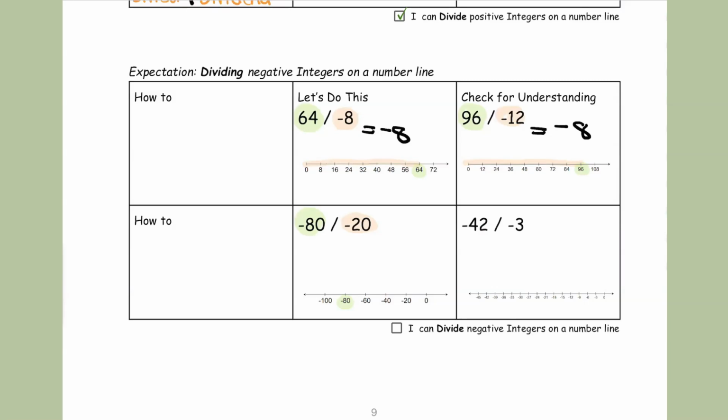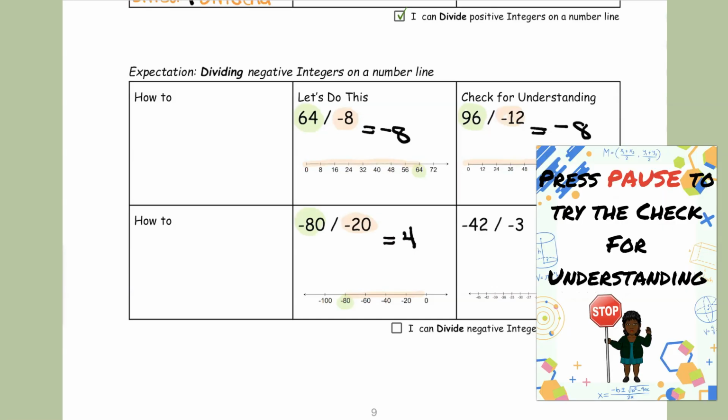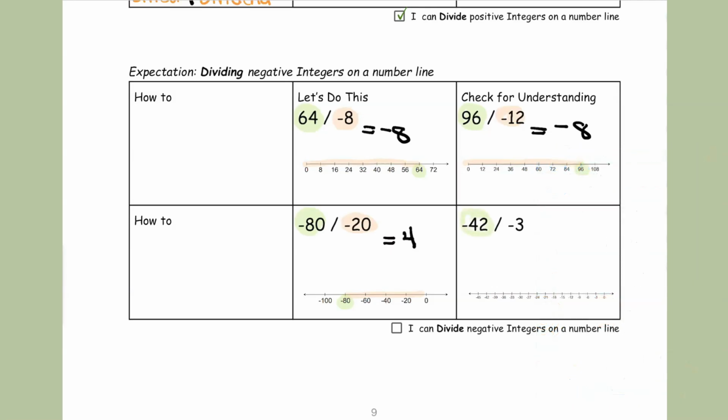Moving on, we have negative 80 divided by negative 20. So we're still going to start at that negative 80, but we're trying to jump back to 0. Now remember, same signs. A negative divided by a negative is a positive. Same signs are positive. So it took me 4 jumps to get back to 0 using increments of 20. The answer is 4. Go ahead and hit pause and see if you can check for understanding.